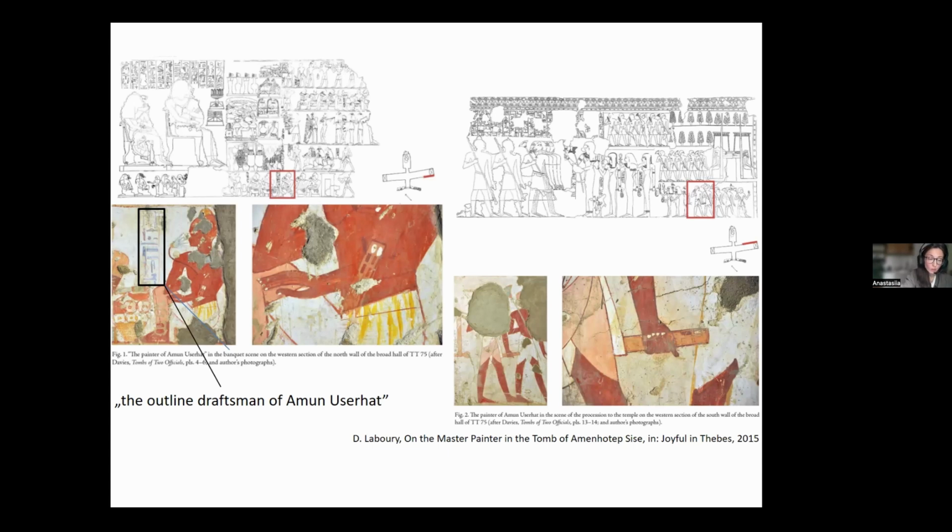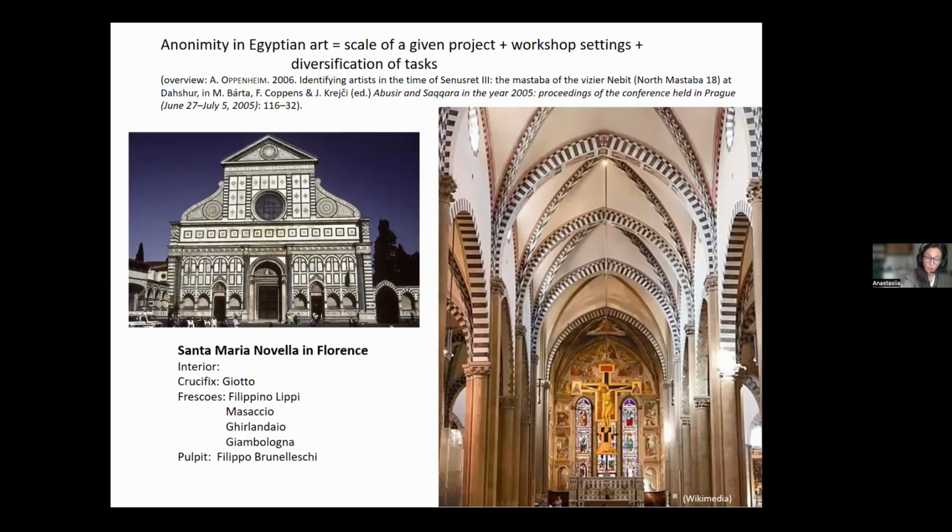So these signatures are met in private tombs, which are relatively small spaces. With large-scale projects such as temples, it was impossible to work being alone, as Seni claims, and hence the anonymity that results from workshop settings and from the diversification of tasks. I'm illustrating this thesis with an example of the Church of Santa Maria Novella in Florence that also is an effect of a collective work. You may see here how many people participated in the creating of its interior.